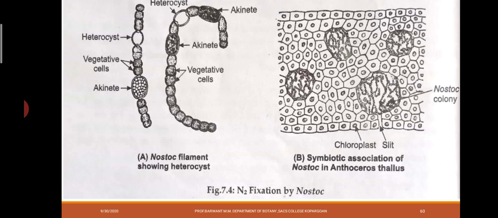Let's see Nostoc. It has a symbiotic association partner, Anthoceros. In the Anthoceros thallus, Nostoc is present. Anthoceros and Nostoc are combining partners, and both benefit each other: Nostoc gets shelter from Anthoceros, and Anthoceros gets nitrogen from Nostoc.